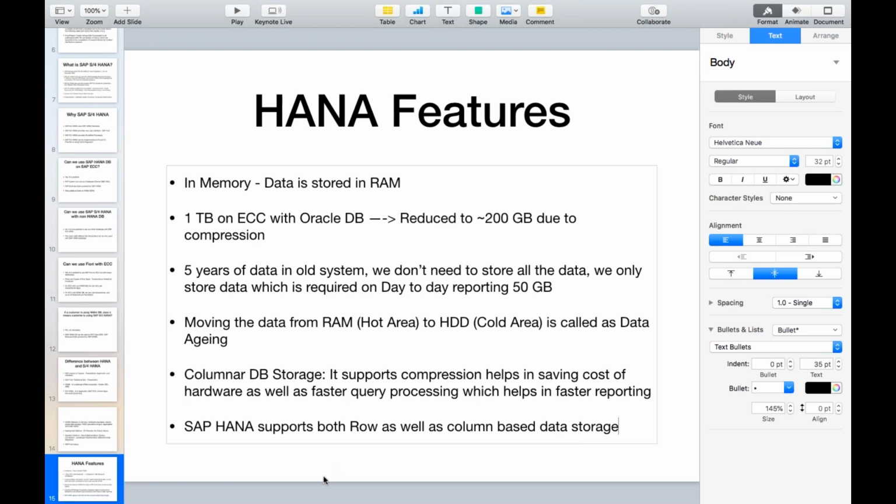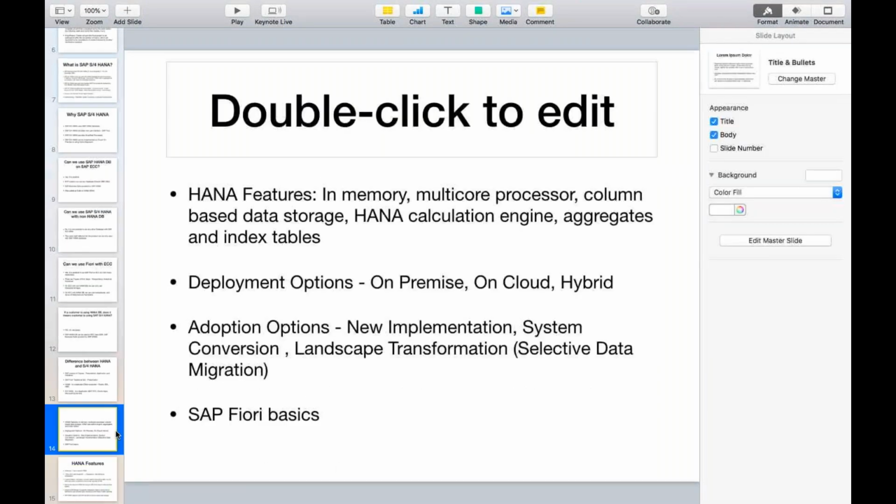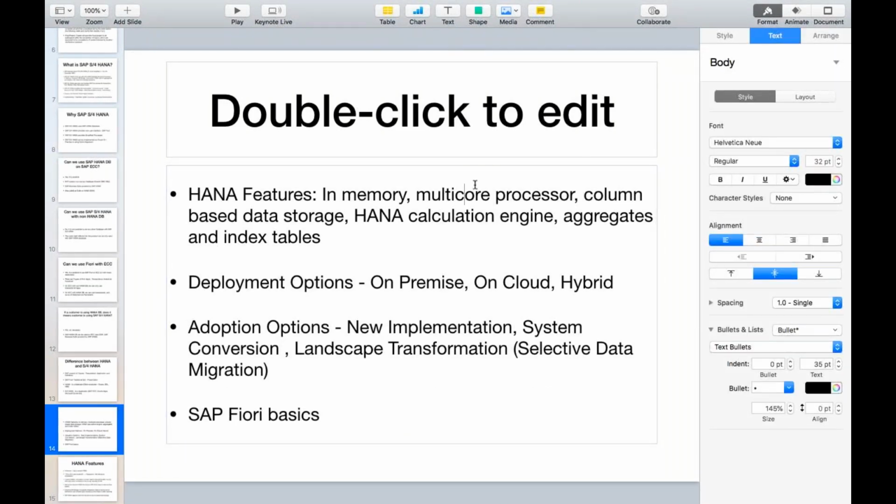Okay, let's go and see what are the other topics. So we discussed in-memory. What is multi-core processor? I don't think we need a discussion on this. If you remember, I just now told you SAP HANA requires its own hardware. So it is not like you have the server available and you can just install it like you were installing Oracle or any other database. For SAP HANA, there is a separate licensed hardware required.